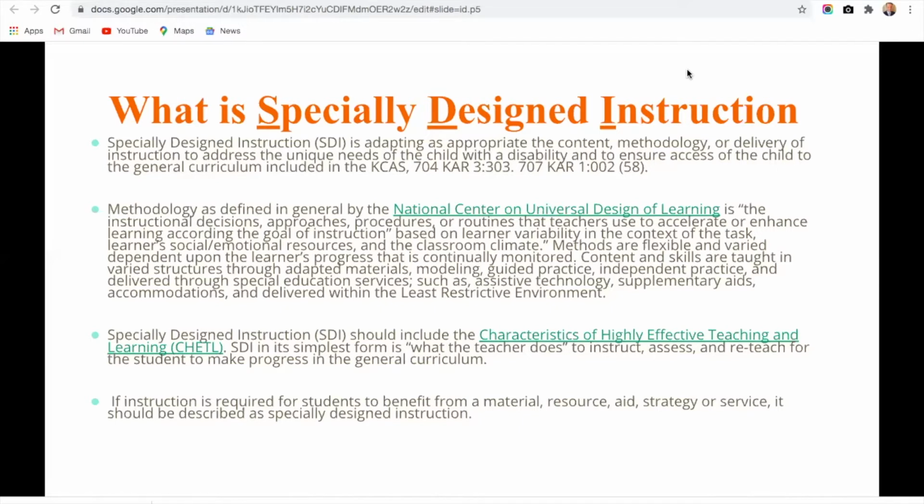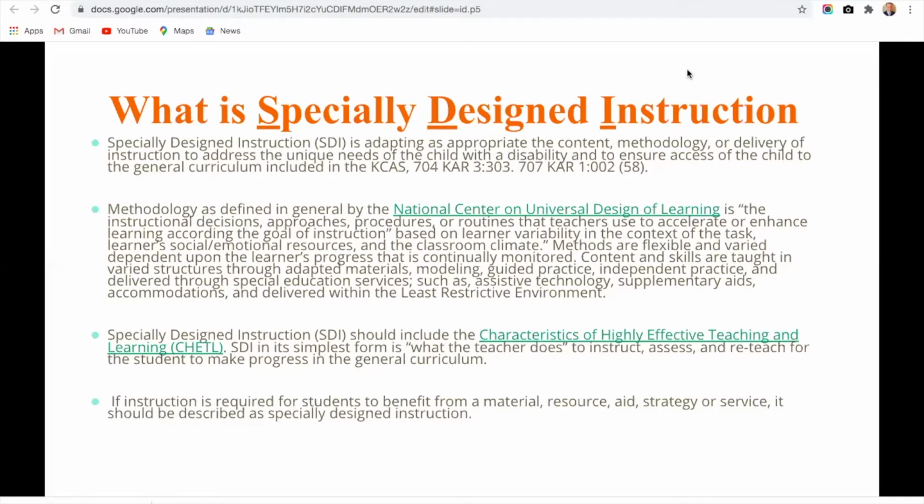And then methodology is defined in general by the National Center on Universal Design for Learning as the instructional decisions, approaches, procedures, or routines that teachers use to accelerate or enhance learning according to the goal of instruction, based on learner variability in the context of the task, learners' social emotional resources, and the classroom climate. Methods are flexible and varied depending upon the learner's progress that is continually monitored.